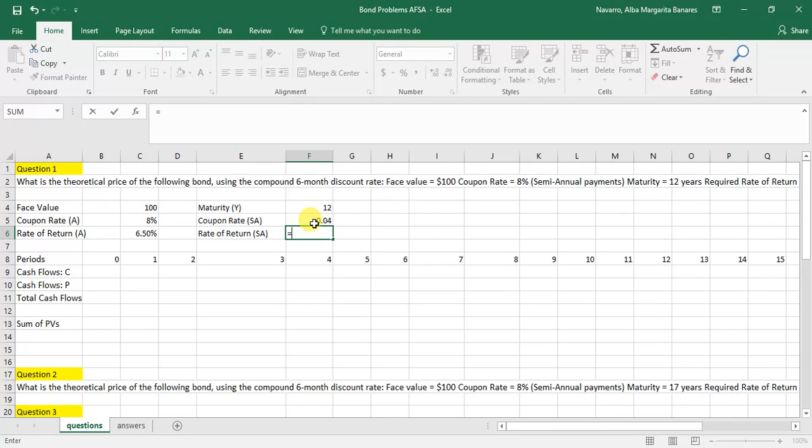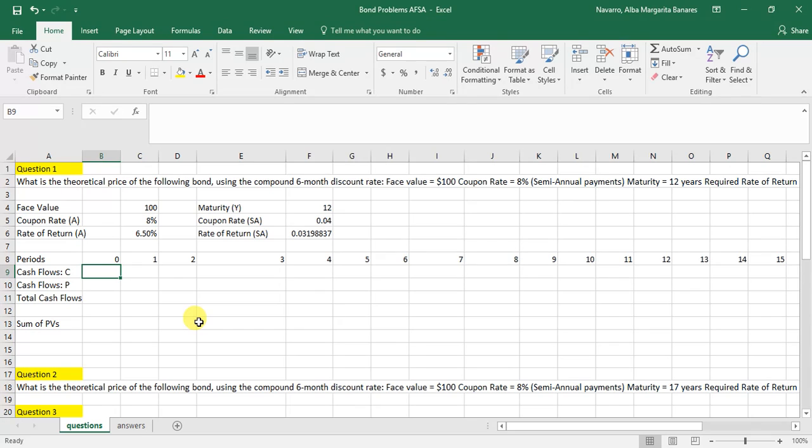And the semi-annual rate of return is a little more intricate. So to get from annual to semi-annual, we go 1 plus the annual rate of return to the power of 0.5, all of that minus 1. Cool, so this is our semi-annual rate of return. Now, we've got all our periods. Notice now it's periods, not time in years, because we are dealing with semi-annual payments.